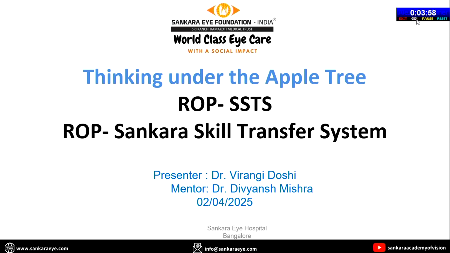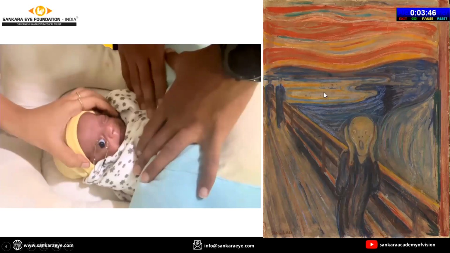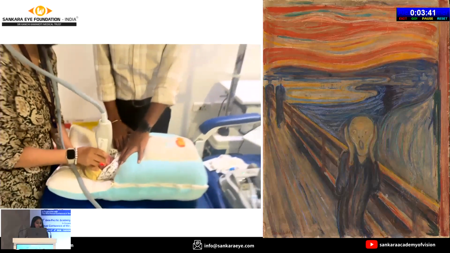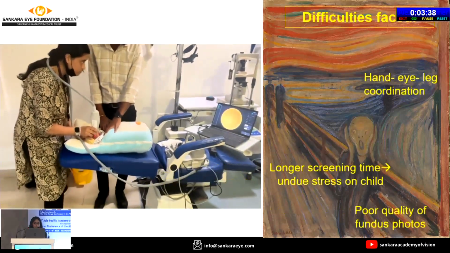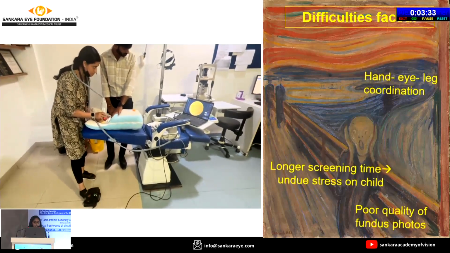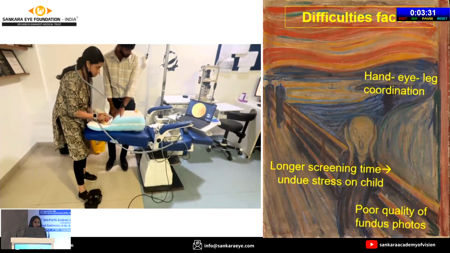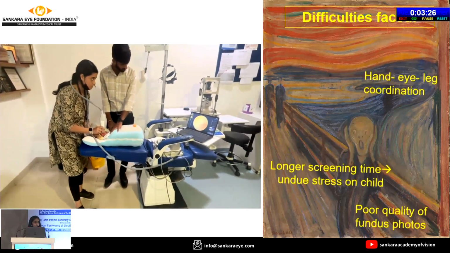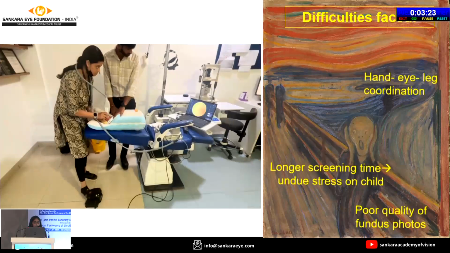Hello everyone. I'm Dr. Virangi Doshi and I shall be presenting our unique do-it-yourself model of the ROP Shankara Skill Transfer System. Don't we all remember how scary the idea of screening those tiny souls felt at first? It's an even trickier situation when we have to examine and document good quality photographs with wide-angle fundus cameras, which require good hand-eye-leg coordination, which if not competent with, can lead to undue stress on the child.